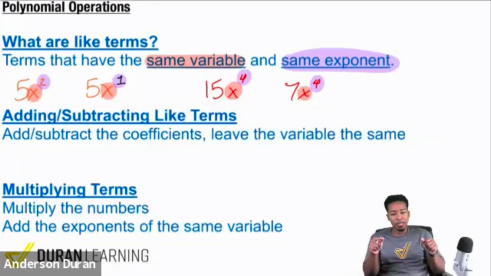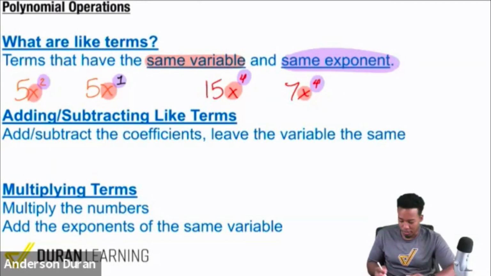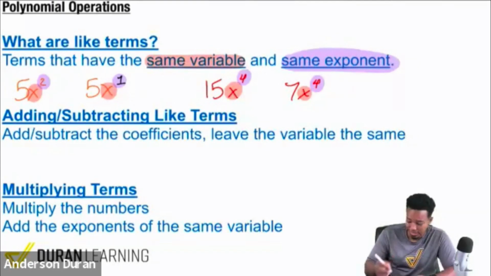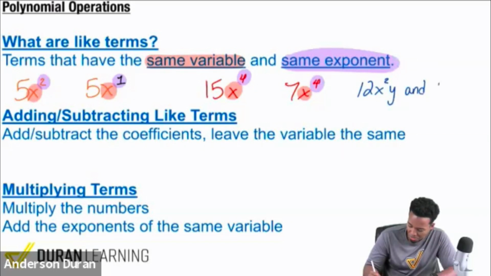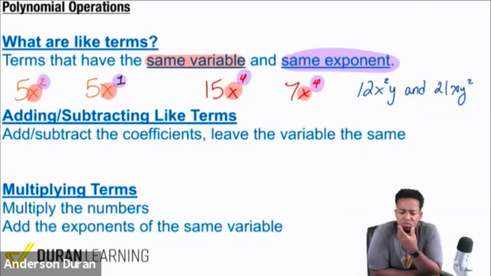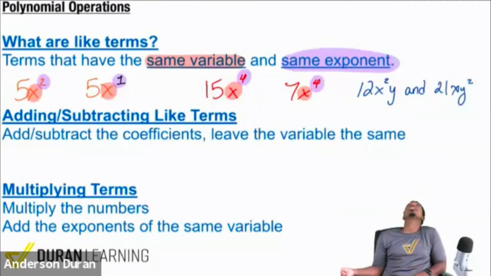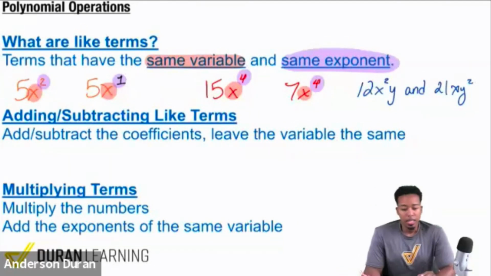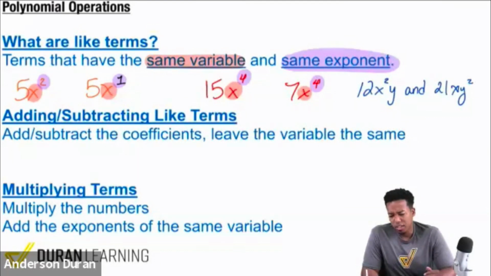All right. So let's go ahead and have a little challenge part real quick. What if we had, let's go ahead and say this, 12x squared y and let's just go ahead and say 21xy squared. Are those going to be like terms? Yes or no? Are those going to be like terms? Let's find out. Let's find out. So do they have the same variables, everybody? Yes or no?